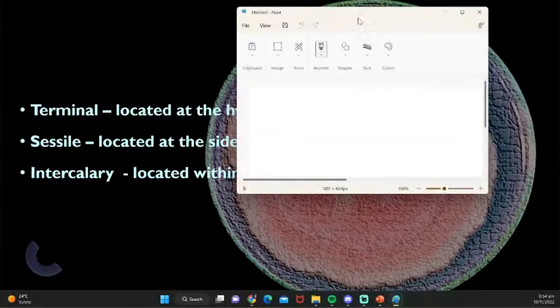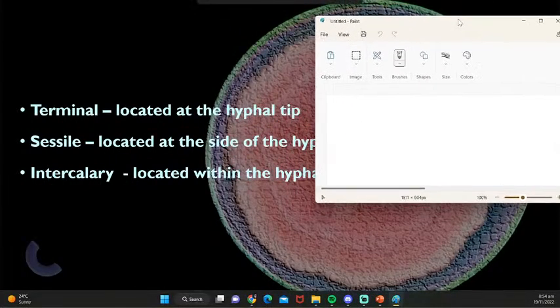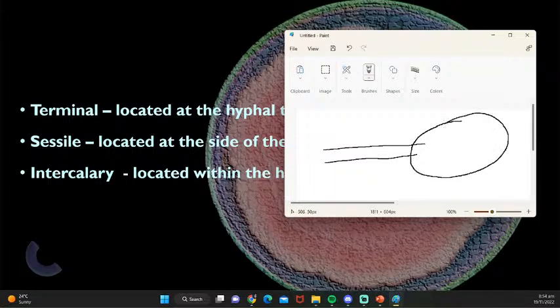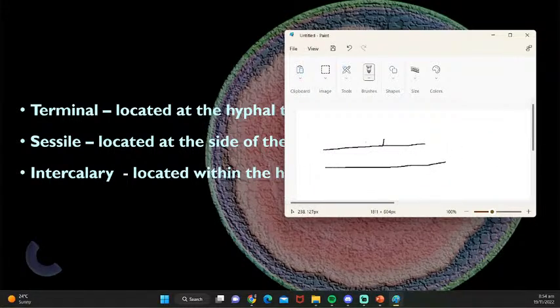Okay, so let's start with terminal blastoconidia. It is basically like this. Okay, that's a terminal one. Sessile is something like this. It buds off here. Intercalary, as I mentioned before, the buds are within. Okay. So that is the main difference between these three terminologies of chlamydoconidia.